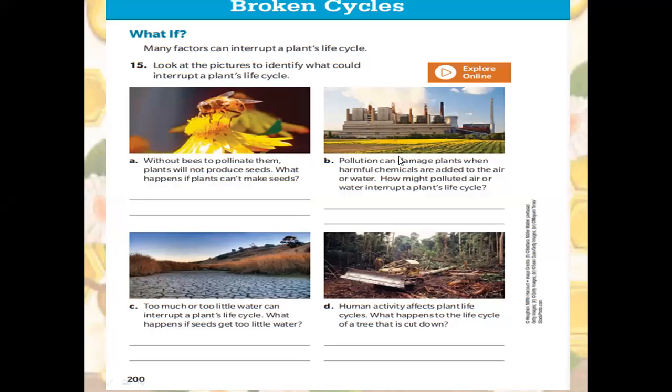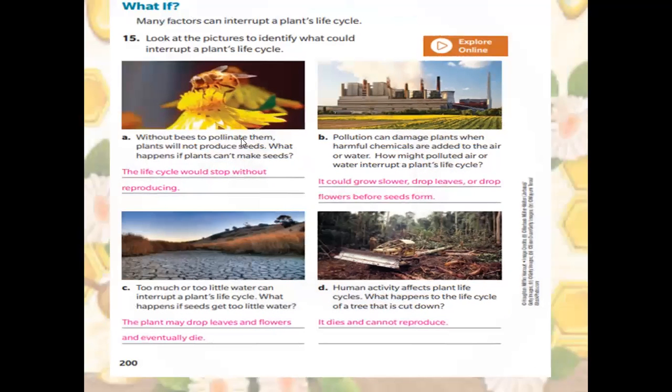If there is pollution or the air is not clean and the plant takes polluted, unclean water, of course it will die, or it will not grow healthy, or it will grow slowly. Too much or too little water will kill the plant. Also, human activities: if we keep cutting trees and plants, they cannot complete their life cycle. Like here, if there are no bees, there will be no reproduction, as there will be no seed.